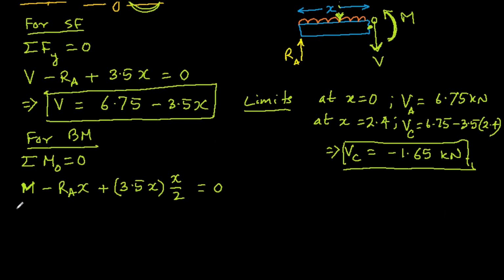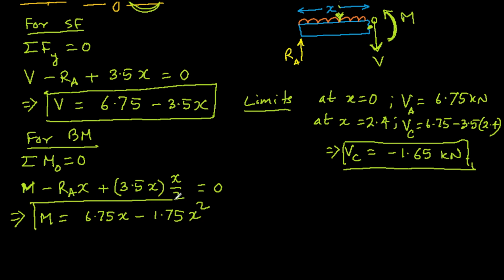What does that mean? It implies M comes out to be, so this is 6.75, right? So 6.75x minus 1.75x square is the equation of M. Fine.